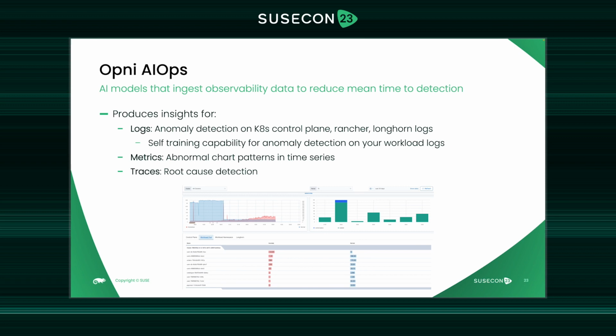Similarly, for metrics, we have abnormal chart patterns and time series. This is yet to be released, but look out for it soon. And traces is a data type that we had enabled previously and disabled. We're planning on re-enabling it towards the end of the year. But once traces are back in the system, we will be able to do root cause detection with Opni.